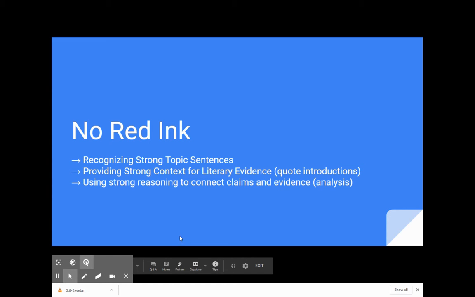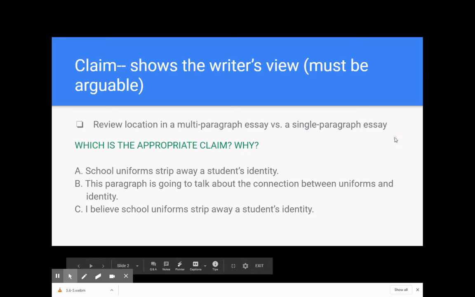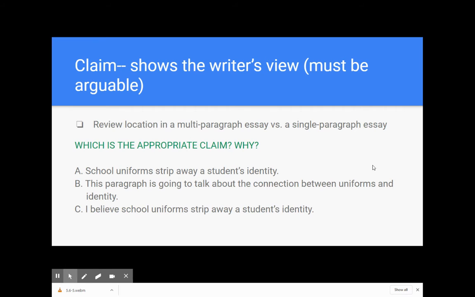Today's no writing goes over the following: recognizing strong topic sentences, providing strong context for literary evidence, which I refer to as your quote introduction, and then finally, using strong reasoning to connect claims and evidence. That's just your analysis. So, first thing, recognizing claims. Your claim is your viewpoint. That's going to be your topic sentence of your paragraph.